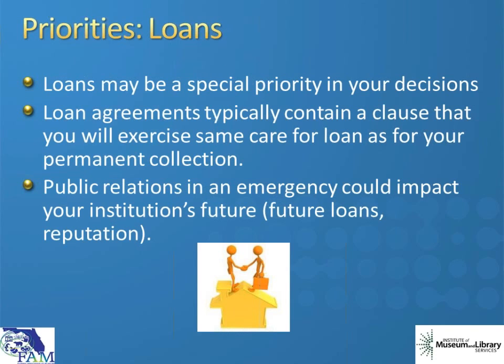Now, one of the issues that comes up in priorities is loans, and a loan might be a special priority in your decision. Loan agreements typically contain a clause that says that you, as the borrower, will exercise the same care for a loan as your permanent collection. And if you did not save that collection and that was wiped out, you might really run into a public relations nightmare with somebody that loaned you something and you didn't save that.